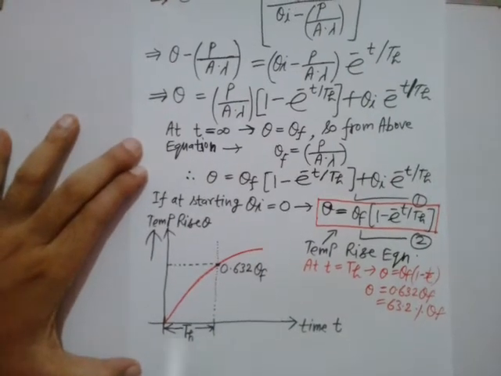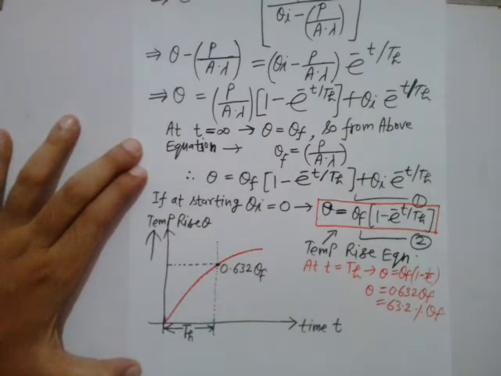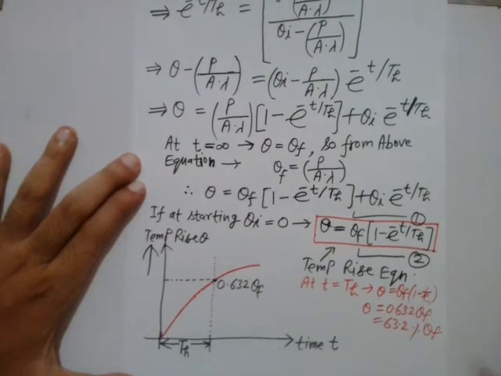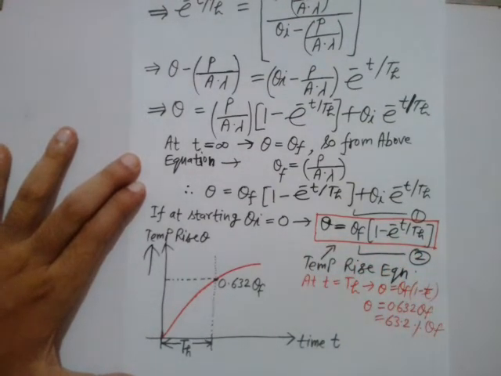So likewise you can plot this curve. On this axis plot time, on this axis plot temperature rise. So at the heating time constant, the rise in temperature is around 63% of the final temperature rise. So this is the curve that you will get, the heating curve, or rise in temperature curve, right? This kind of curve you will get, all right? So this is the temperature rise equation. So likewise you can derive, okay?